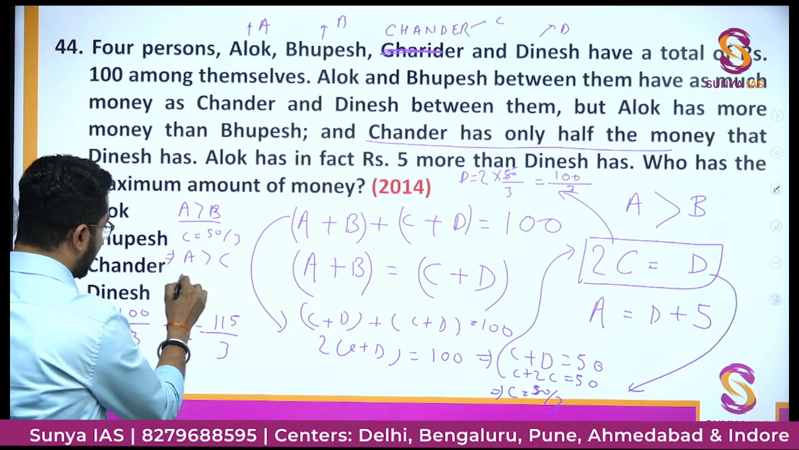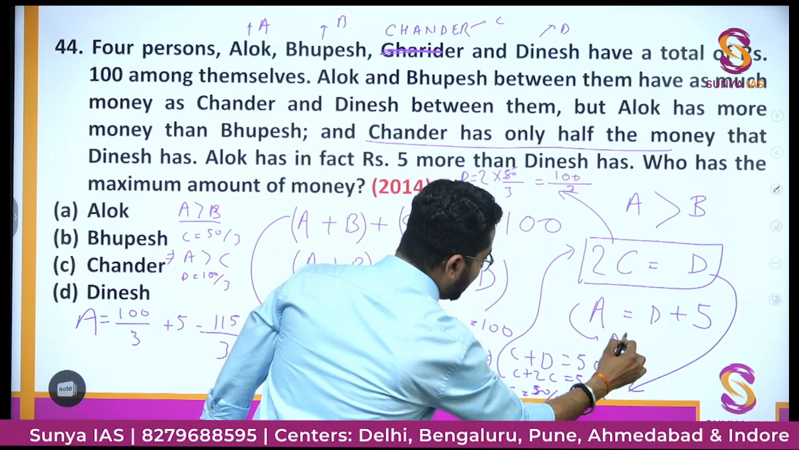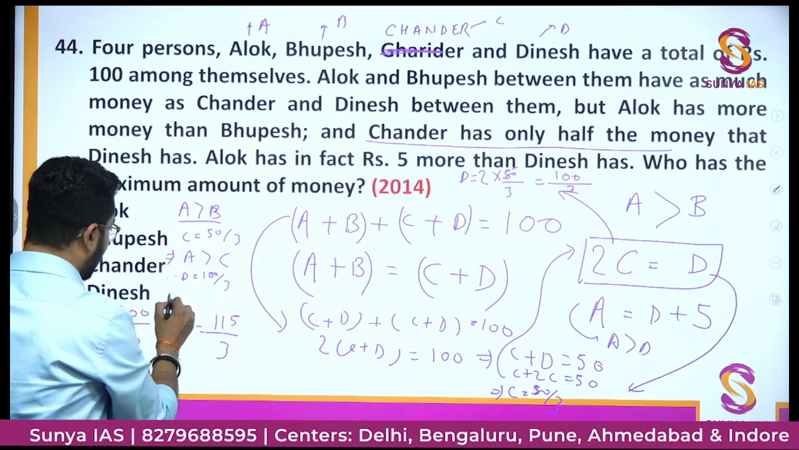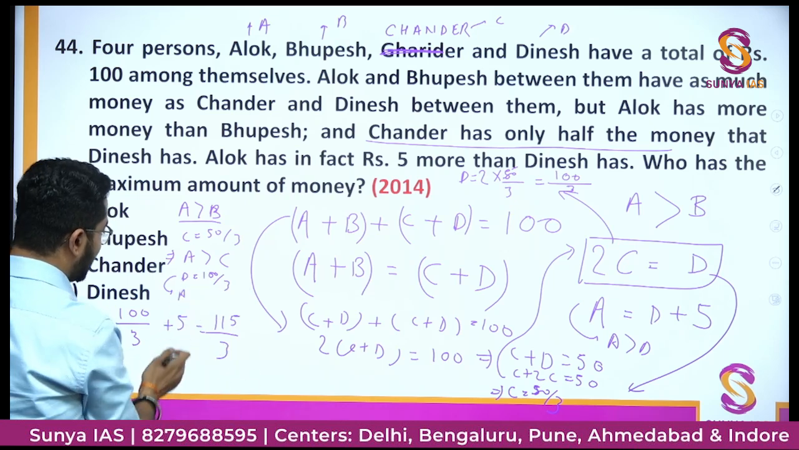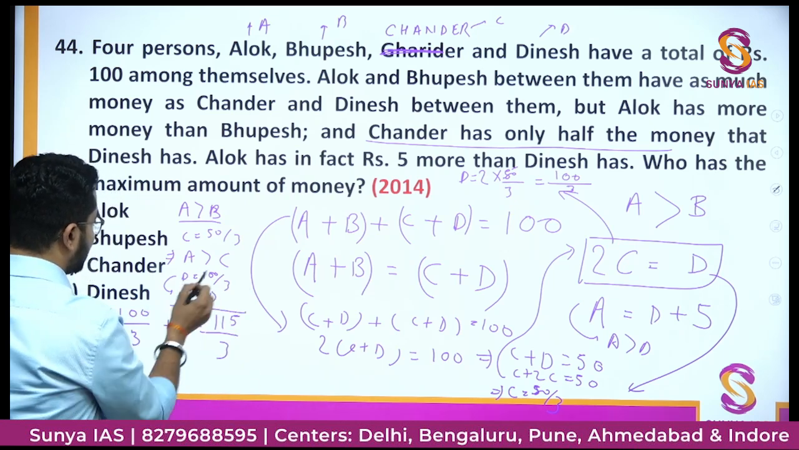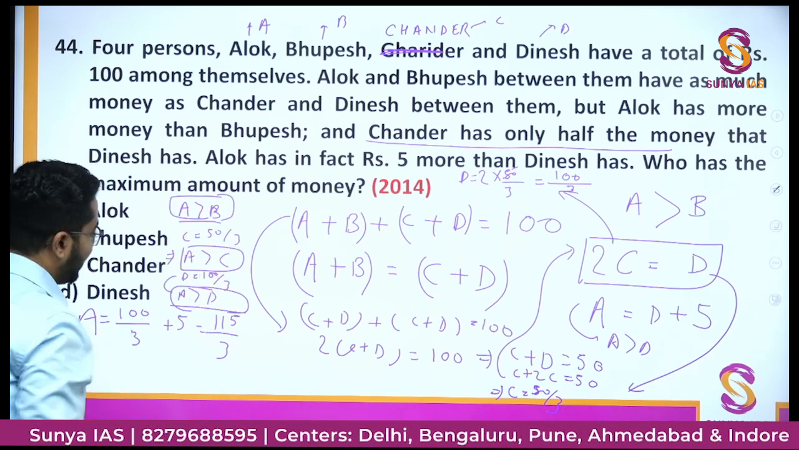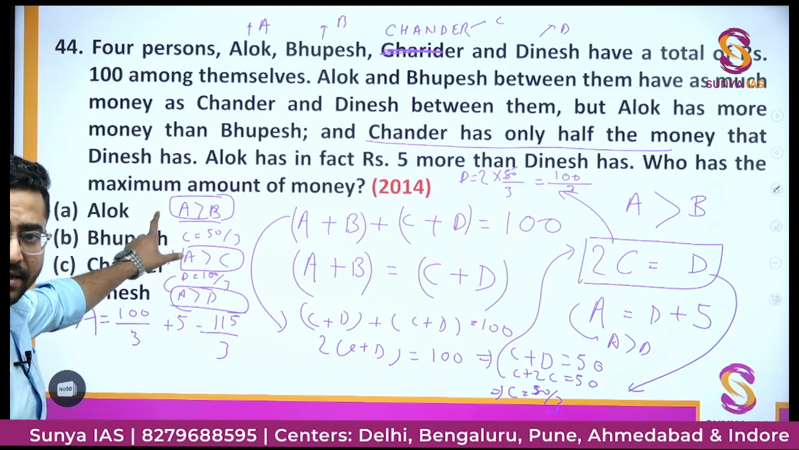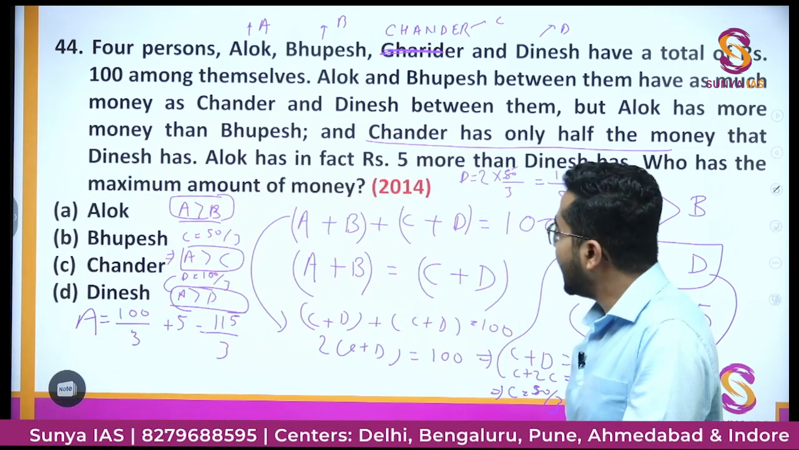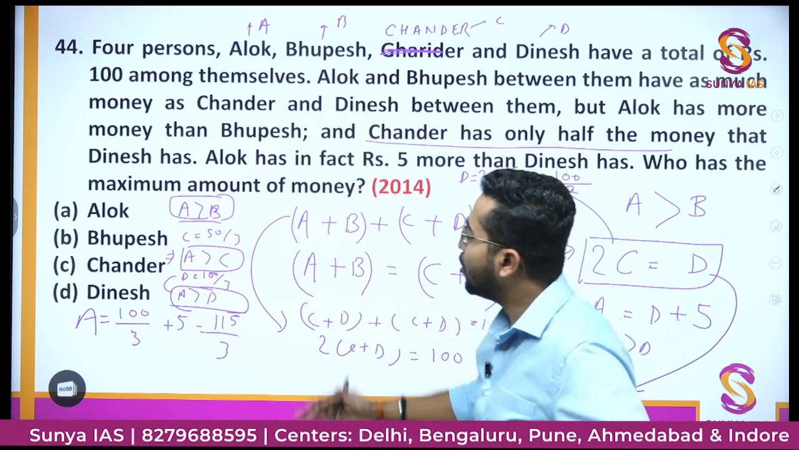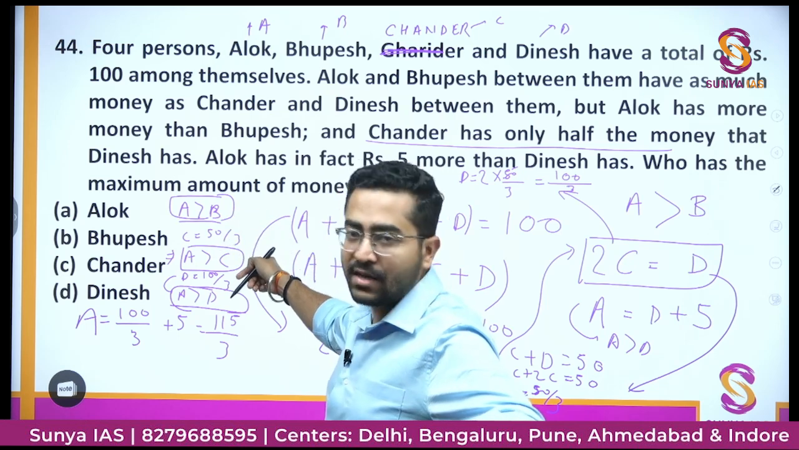And D is equal to 100 by 3. It is given that A is greater than D also from this equation, or you can just write from here A is 115 by 3 and D is 100 by 3. So obviously A is greater than D. So if we see this equation, we can find that A is greater than everybody, means A has more money than anybody else, whether it is B, C or D. That is Alok has more money than either Bhupesh or Chandar or Dinesh.